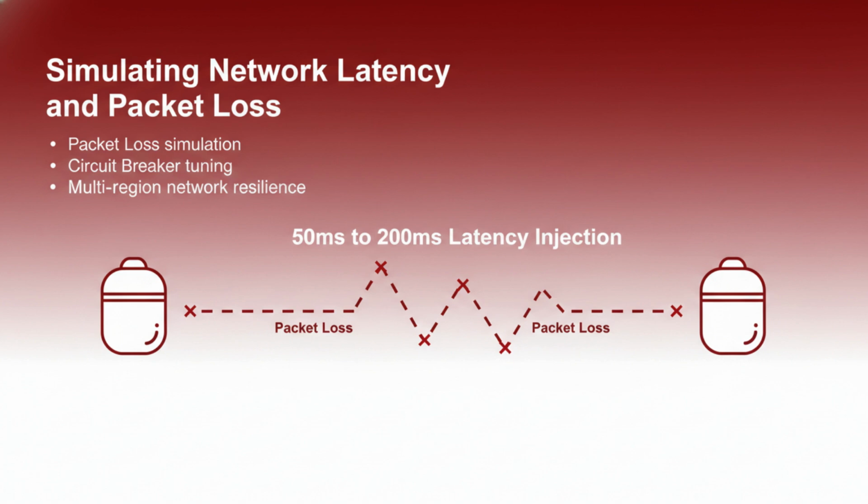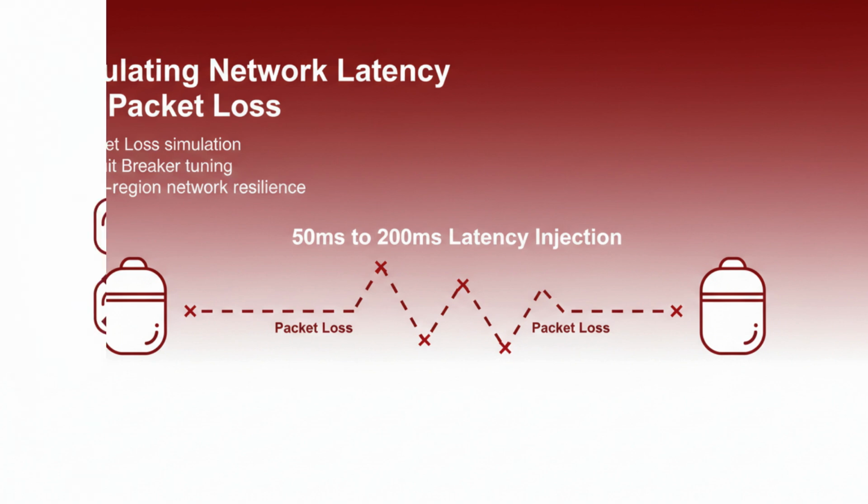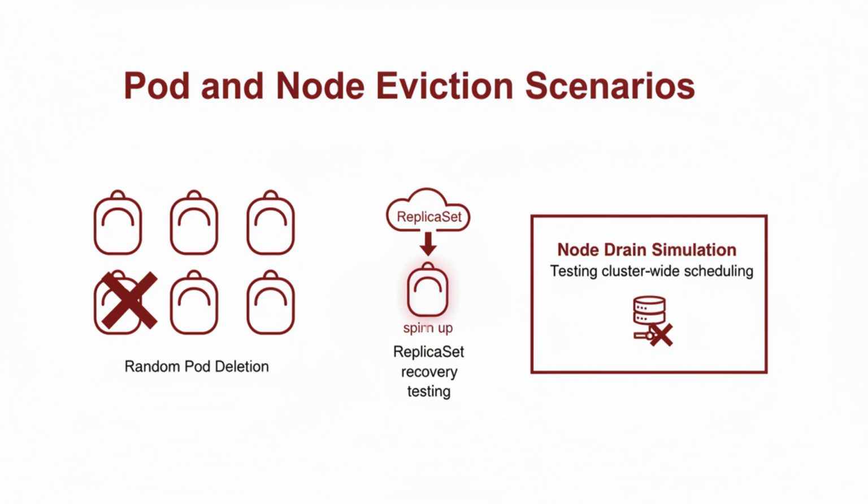These experiments are vital for tuning circuit breakers and retry logic. If a service hangs indefinitely because of a 100 millisecond delay, your resilience strategy needs adjustment. By mastering network chaos, we ensure that our microservices can survive the flaky networks that are common in global, multi-region cloud deployments.